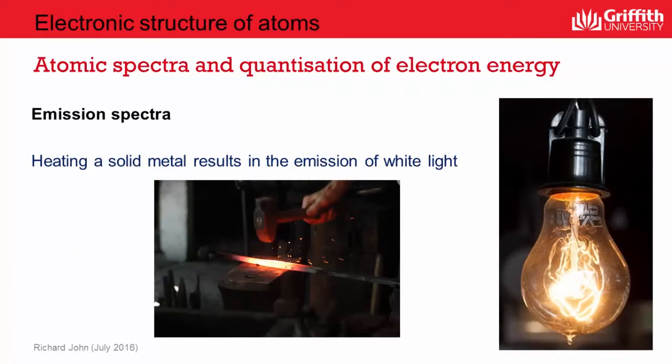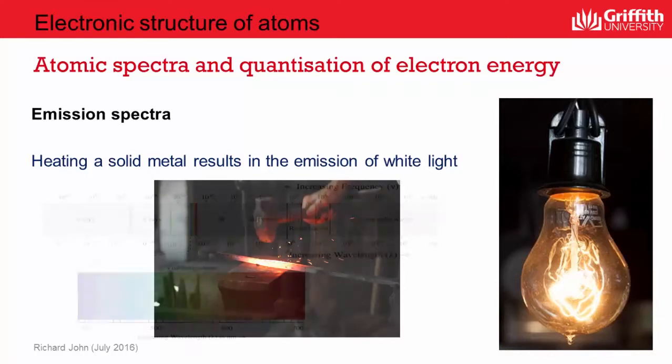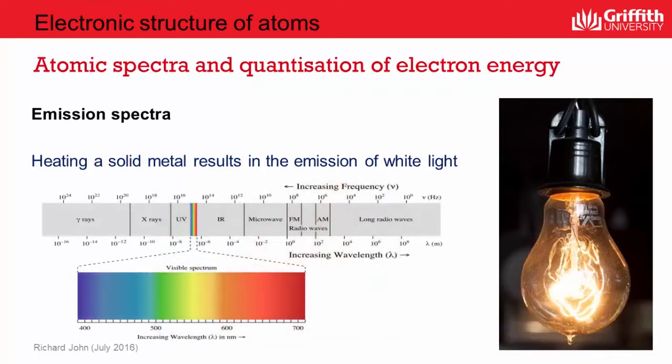When we heat the atoms within a solid metal to high enough temperatures, they emit white light. For example, consider the tungsten filament inside a light globe, which is heated by passing an electrical current through it. Such an emission is known as a continuous emission, since white light is actually made up of all the colours of the visible spectrum, and the visible spectrum is only a small part of the overall electromagnetic spectrum.